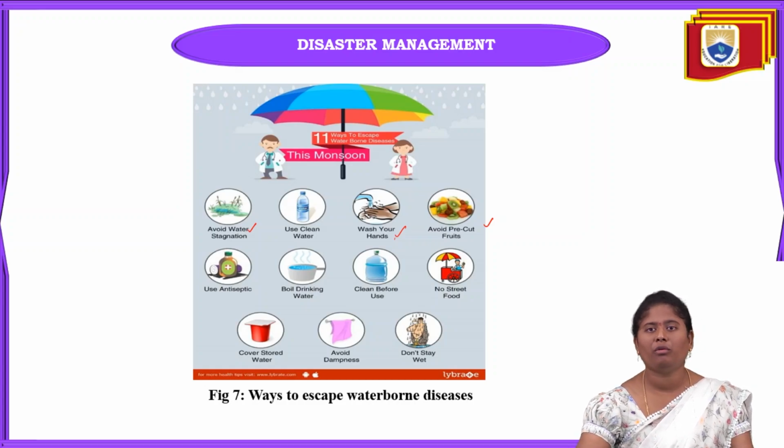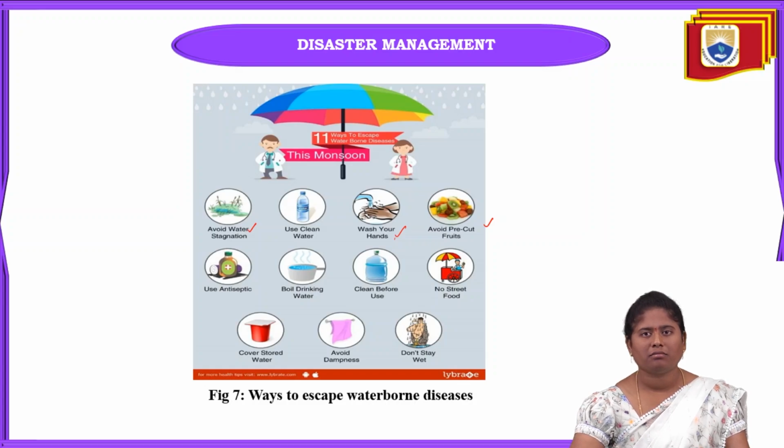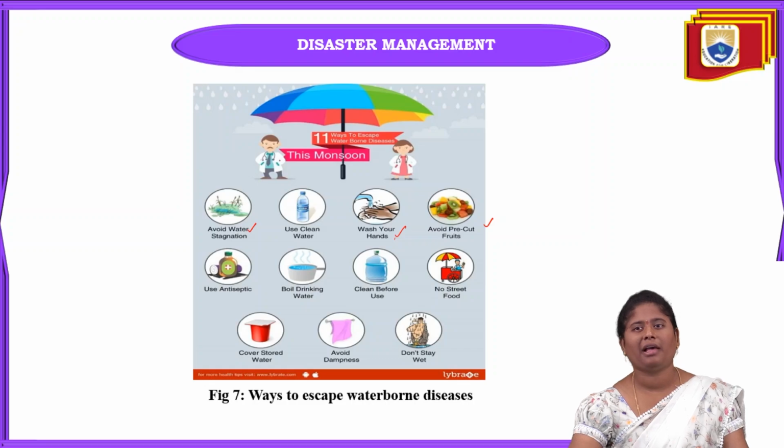And next is we have to boil the drinking water. Obviously when we boil the water, any impurities in that water will go. So that's why we have to drink hot water in the rainy season, or when any disasters happen like that.